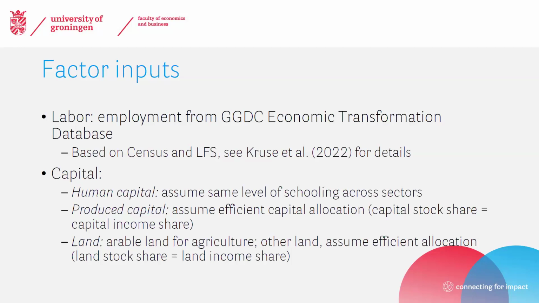On the capital side, we're mostly following the work by Berthold and Abosch, assuming constant things across sectors. So for human capital, we assume the same level of schooling across sectors. For produced capital, we assume efficient capital allocation. For land, we also assume that's efficient. Of course, this is going to be violated, probably to a non-trivial extent. But we've got to leave something for whoever comes next.